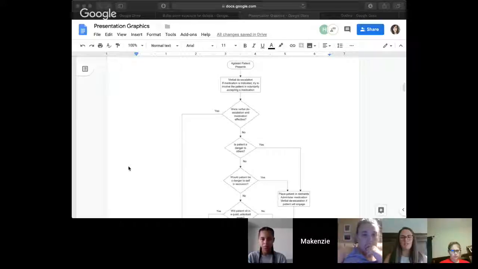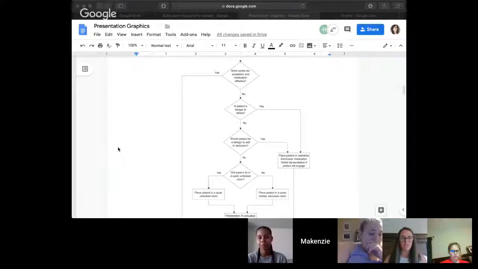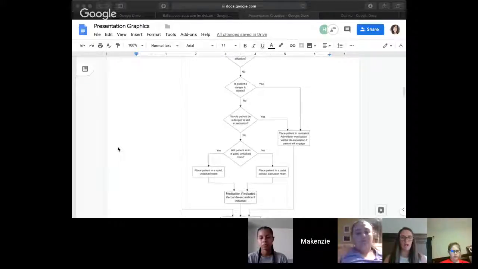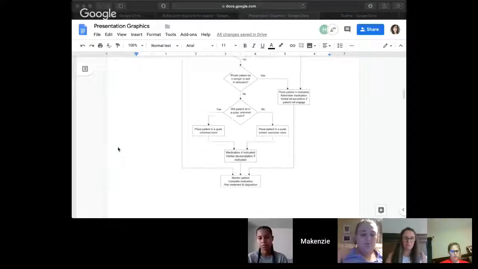Knox and Holman used an algorithm to determine if restraint and/or seclusion should be used. You can see that the answers to the questions will help guide you in determining if all aspects have been effectively considered before the implementation of either restraint or seclusion. Questions such as, is verbal de-escalation or medication administration effective? Is the patient a danger to others? Is the patient a danger to themselves if secluded? And will the patient sit in a quiet room that is unlocked? These are all questions in the algorithm.